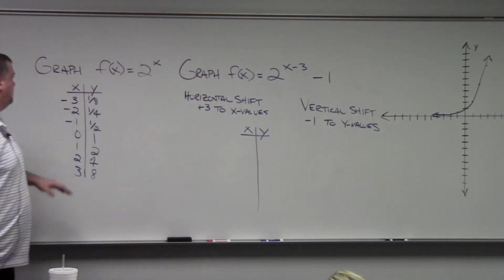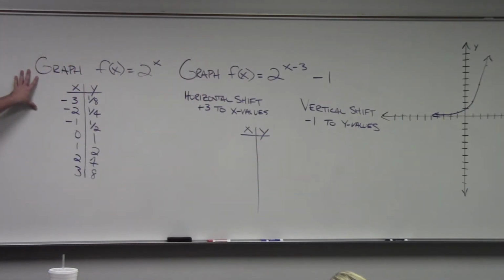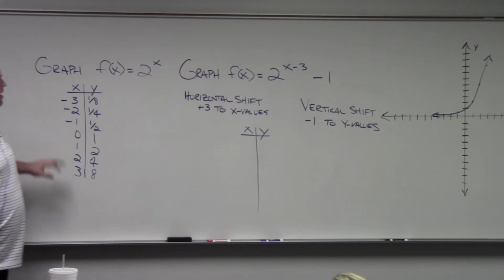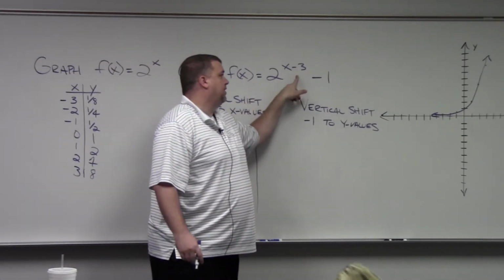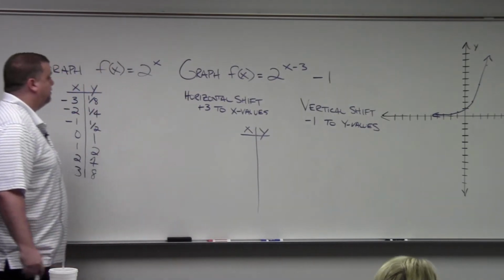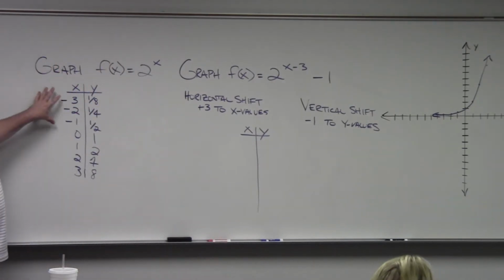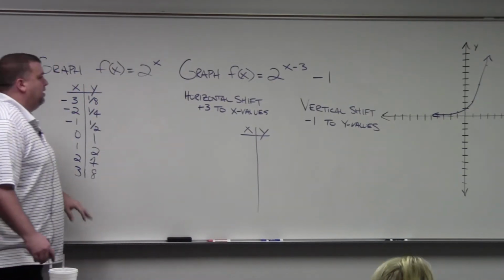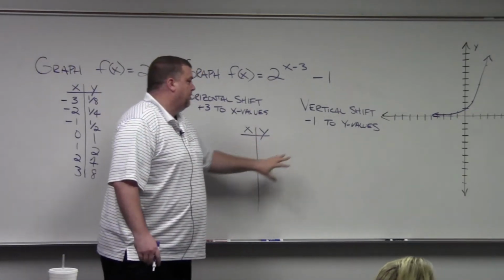Our parent function was this one. f of x equals 2 to the x. I have the same base. We're just transforming it through a horizontal and vertical shift. I need to add 3 to my x values and subtract 1 from my y values.